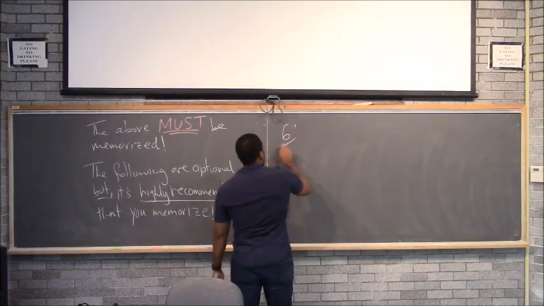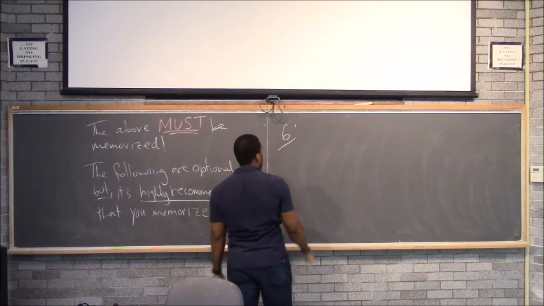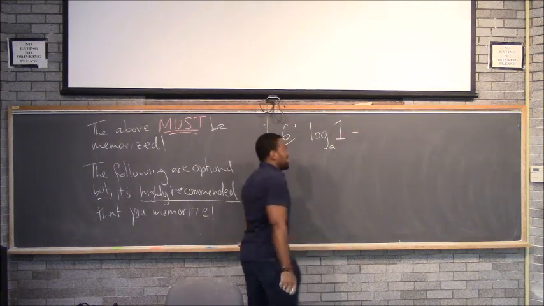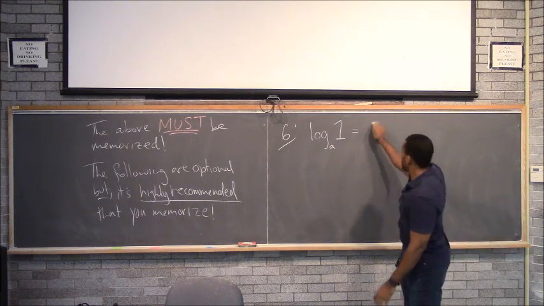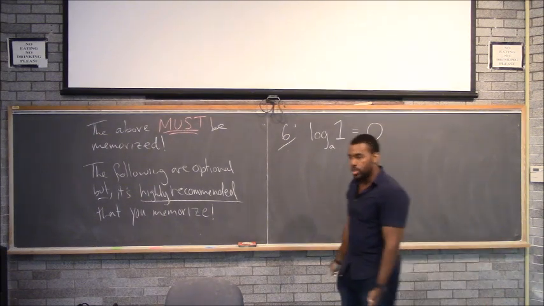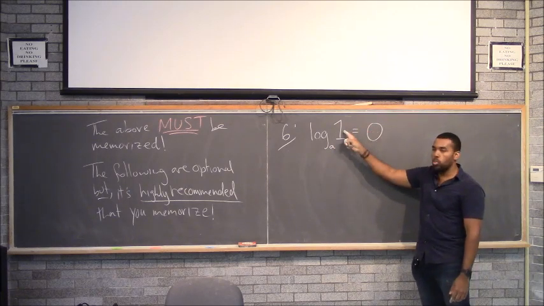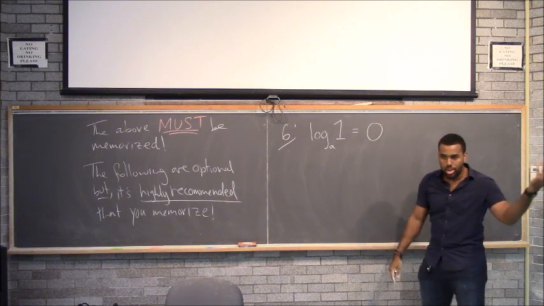Here's the 6th rule that is kind of optional for you to know because it falls directly from a definition. What is log of 1? So log to the base a of 1, what is that? 0. Now that you can figure out if you know the definition, because now you just have to remember, what do I raise a to what power gives me 1? 0. A to the 0 equals 1. That was a rule that we did earlier today.